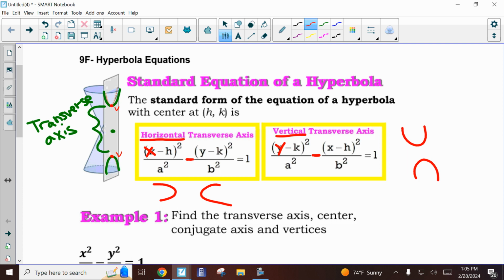Now the distance between your two shapes depends on the letter underneath the transverse axis. The bigger the A is, and did you guys notice A doesn't flip-flop like the last one? In this one, the size of A and B doesn't matter. In the ellipse, A was always the bigger one, but in this one, it doesn't matter which one is bigger, because everything is determined by that front letter.